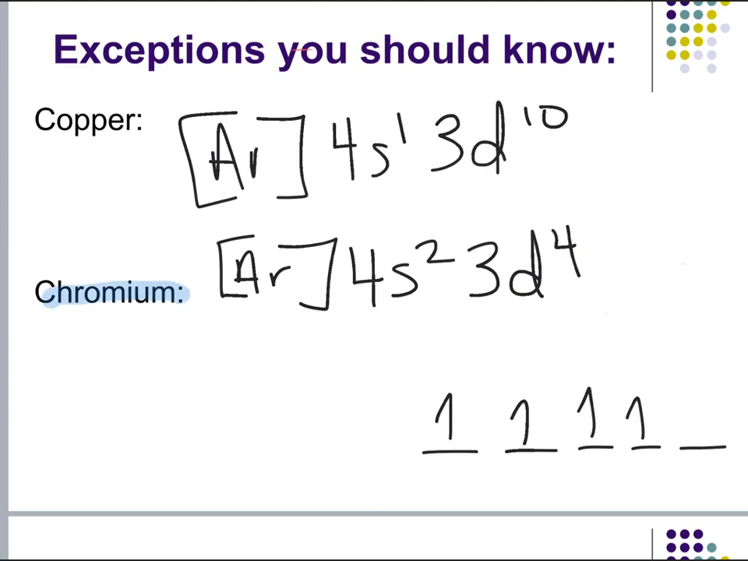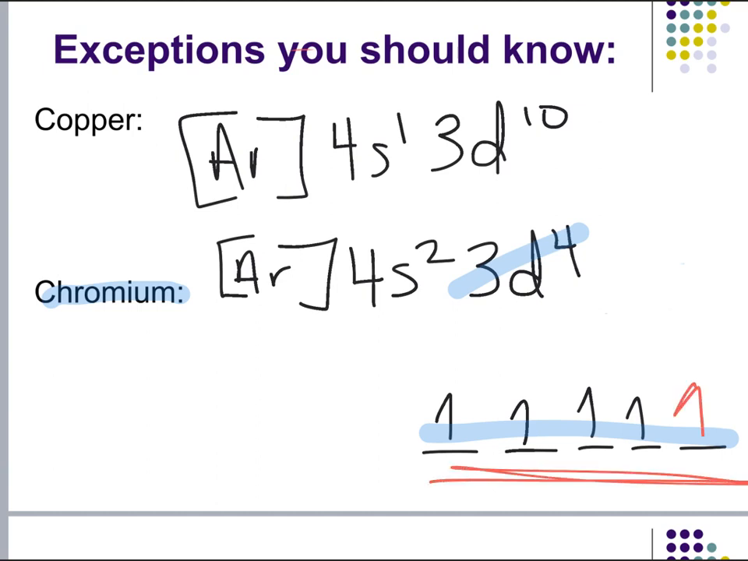Now let's look at chromium, the second exception. A proper configuration for chromium would end in 3d4 if we followed Aufbau's rules. And then the orbital diagram of that d orbital would have 4 paramagnetic electrons, 4 electrons facing the same direction. Well, something that's more stable should actually have all 5 orbitals in the d orbital perfectly paramagnetic. So a more stable atom would end in 3d5.